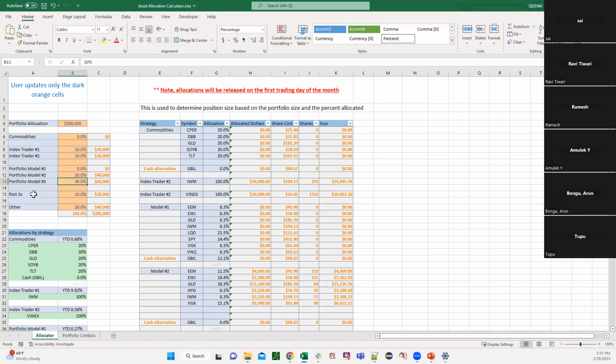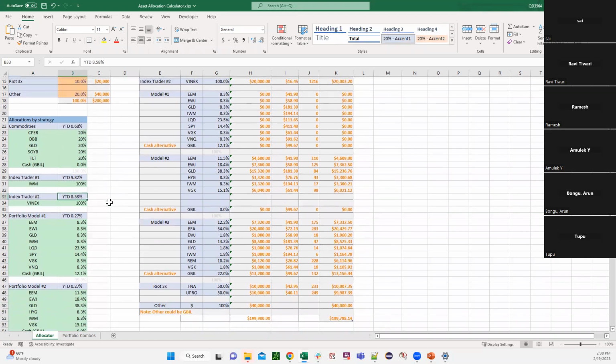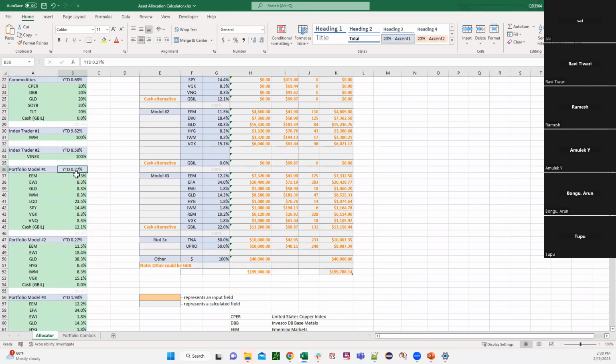Then if you want a kind of supercharged group of trades, you go into Riot 3X, and this is showing 10% into there. Over on the left, it shows what the returns are at the end of January for the different strategies. You see up almost 10% in January for those two strategies. Just 0.25% on model 1. Model 1 was actually in cash.